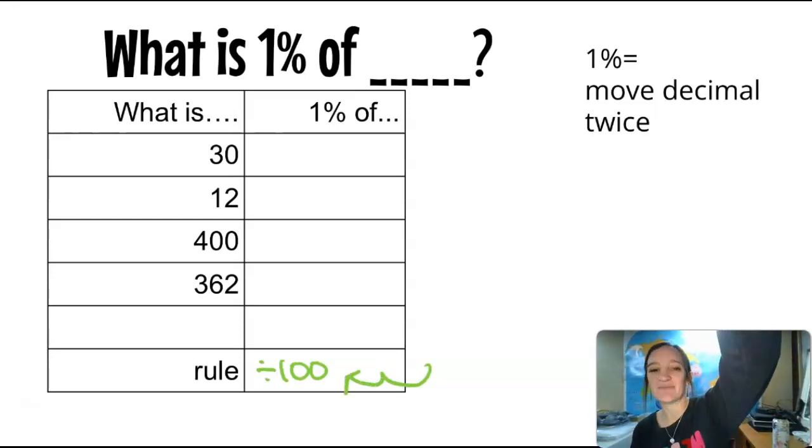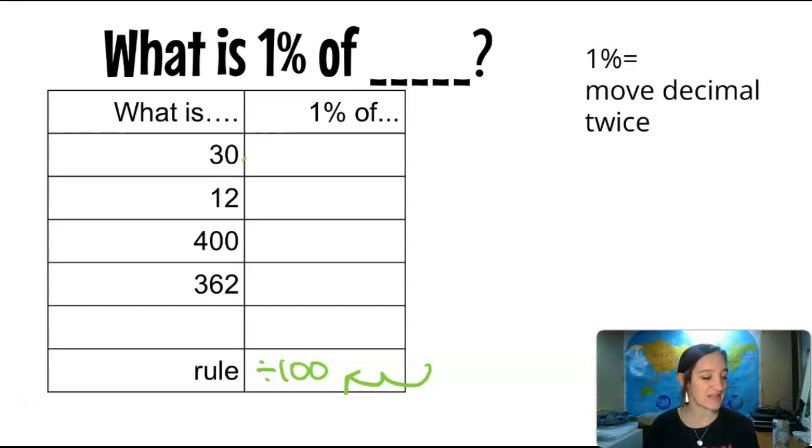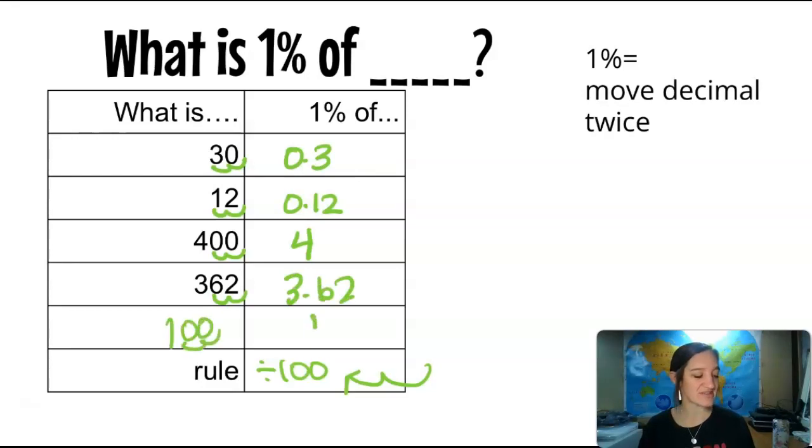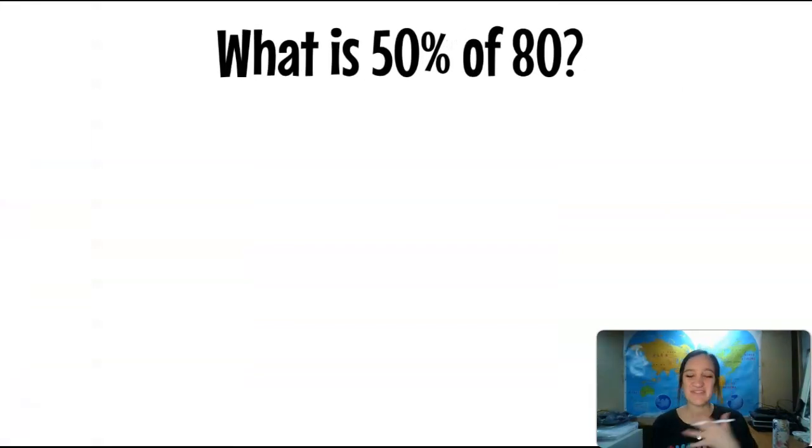So 1% of 30 is 0.3. 1% of 12 is 0 and 12 hundredths. 1% of 400 is 4. 1% of 362 is 3.62. So 1% of 100 is just 1. Kind of cool, huh? So let's do some other numbers.